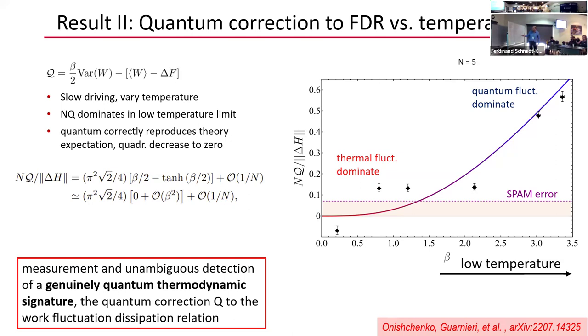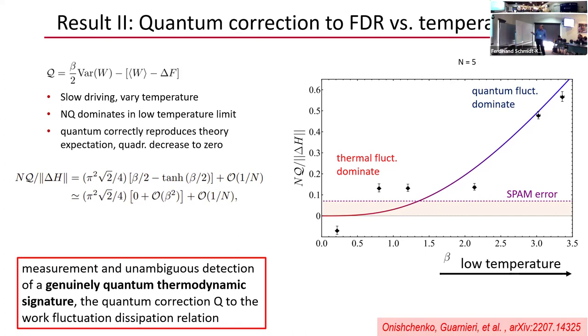This is low temperature. And we see that this quantum correction to the fluctuation, n times Q, increases when you go to low temperature. Here you have the quantum fluctuations dominating, but here you have the thermal fluctuations dominating. And again, we can see that these quantum fluctuations are clearly significant. Even though we have this spin error, which is our experimental problem that also makes a lot of fluctuations, it is clear that these fluctuations are genuine quantum effects and not coming from spin error. They are very far away from this line.